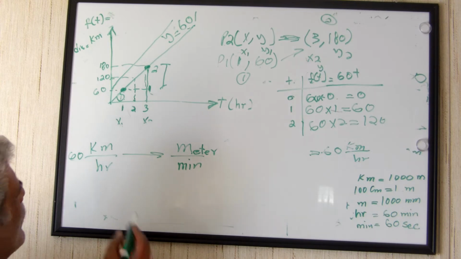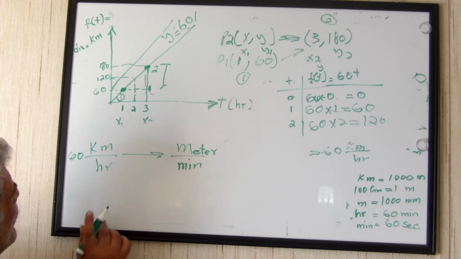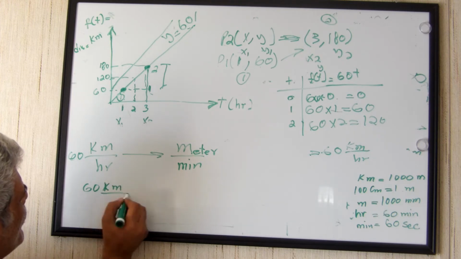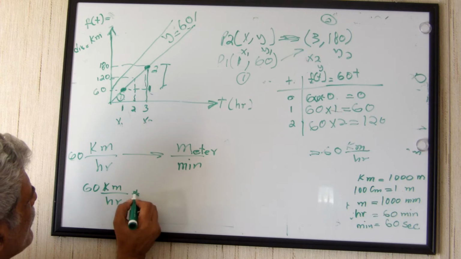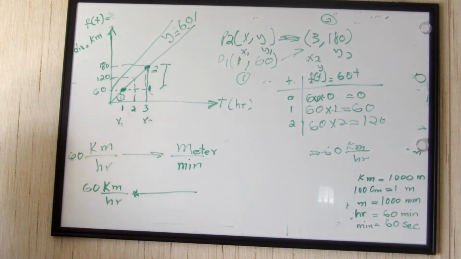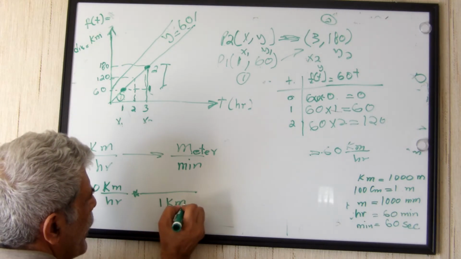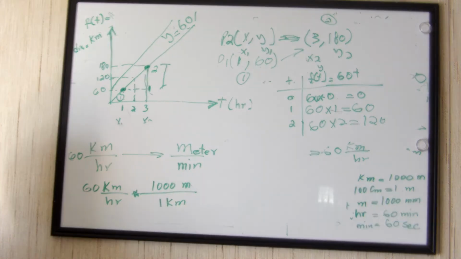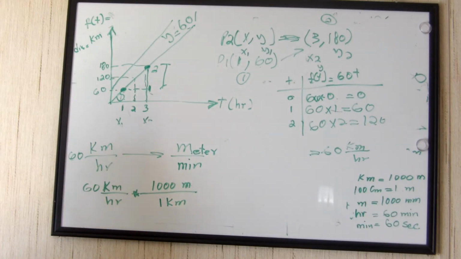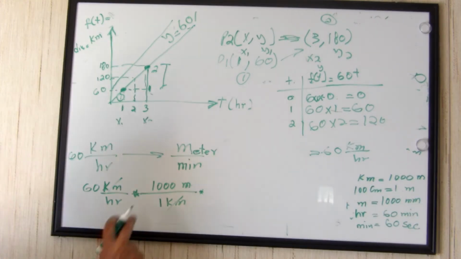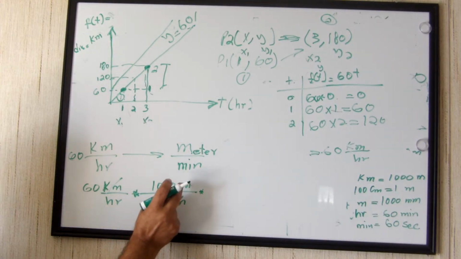Okay. So the way to do it, we say 60 times, and I write the unit here. We're going to multiply by this. First we are going to change this one to meter. So 1 kilometer is going to be 1,000 meter. Meter is m, we show it by m, and kilometer by km. And then we cancel this out. Now it's 60,000 meter per hour.